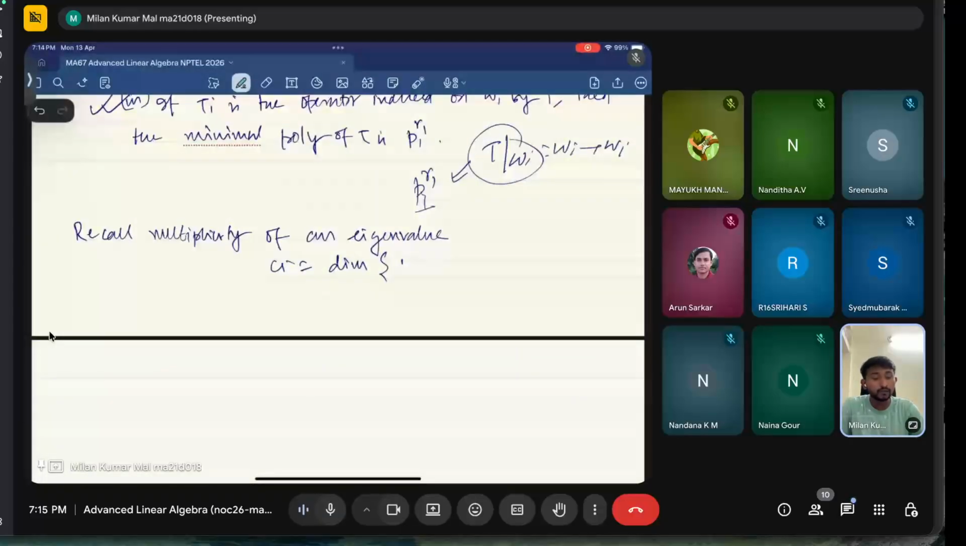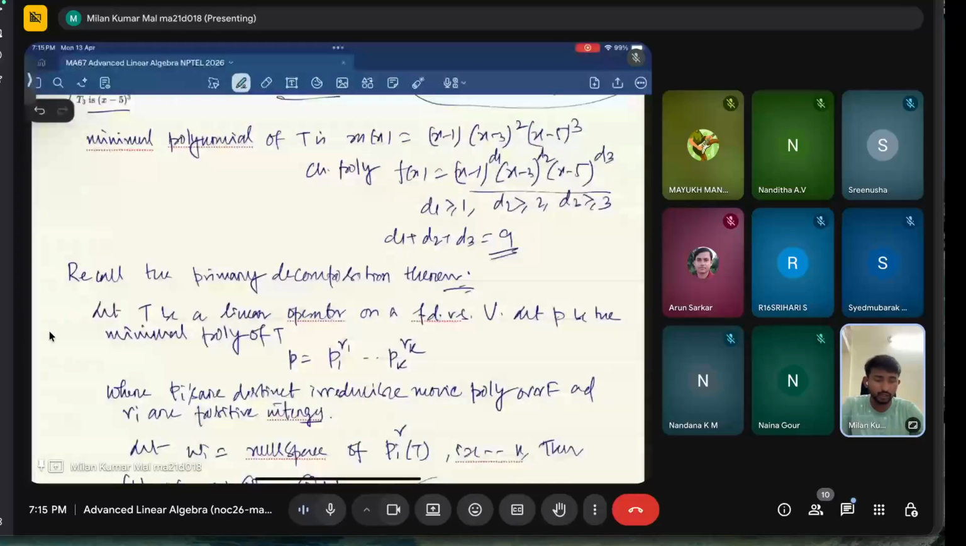If this is the characteristic polynomial, then the algebraic multiplicity is d1. I don't know what d1 is, but d1 has to be greater than or equal to 1, because the characteristic polynomial and minimal polynomial must have the same factors, and the characteristic polynomial should be divisible by the minimal polynomial. Now, whether the geometric multiplicity of the eigenvalue 1 is 4 is not necessarily correct, because I can create a counterexample where this is not happening.